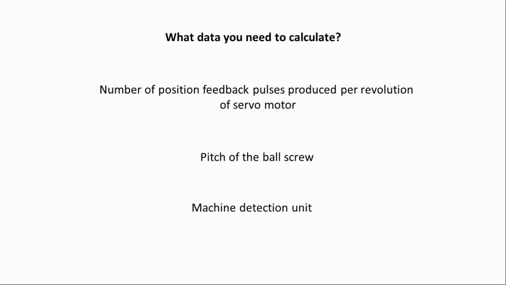On screen you are seeing the number of position feedback pulses produced per revolution of servo motor. You need that data. That is 1 million pulses, meaning 10 lakh. When the servo motor rotates one turn, assume it, it is an assumed value, but it is accurate. When the motor rotates one turn, it will produce 1 million pulses from the pulse coder. Also you need to know the pitch of your ball screw and the machine detection unit. These three values you need to calculate the flexible feed gear ratio for the servo motor.